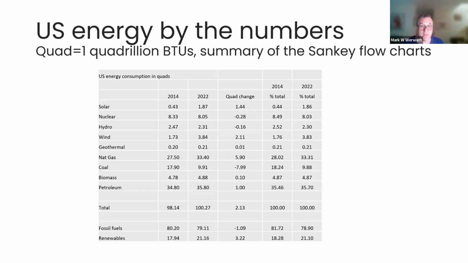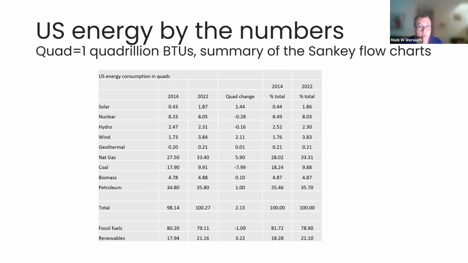Hydro has gone down slightly, about 10%. So from 2.52 to 2.3. Why would hydro go down? Well, thanks to climate change, right? The hydro is being driven by rivers and streams that generally are starting to dry up, or their velocity is reducing. So the head is being reduced. So as a result, hydro is diminishing, but slowly.